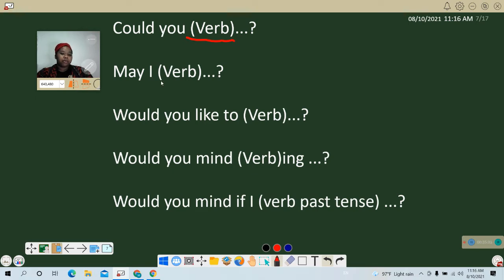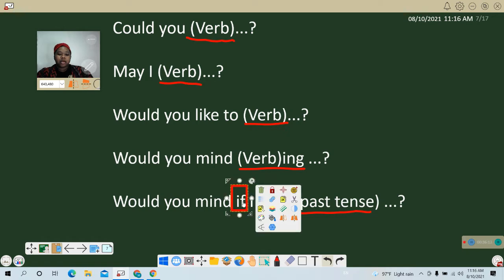Could you? Verb. May I? Plus verb. Would you like to? Verb. Would you like to eat some cake? Would you like to drink some water? Would you like to take a rest? Now here, would you mind? And it's a verb ing. Would you mind if changes it and it becomes a verb past tense. Do you understand?